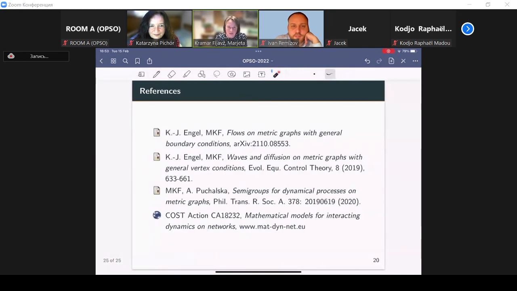Here are the references. This is the paper where all these results are inside, which is published on the arXiv. Here is a predecessor of this paper where everything with almost the same technology is done for the diffusion and wave equation. Then I also applied, together with Alexandra Puchalska, all these results to a survey paper on semigroups for dynamical processes on metric graphs, where we can also find more references on the subject.